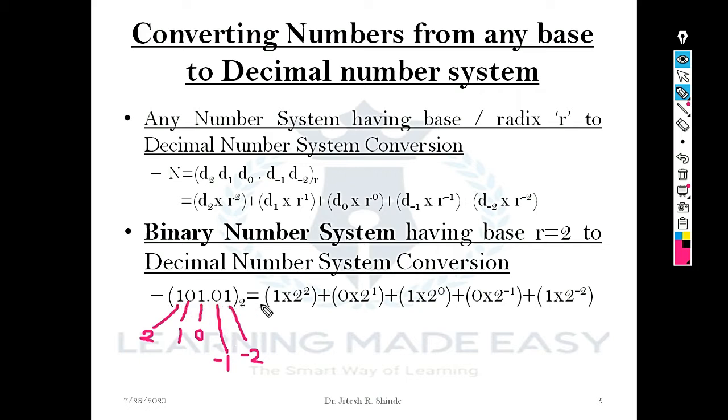1 into 2 to the power 2 plus 0 into 2 to the power 1 plus 1 into 2 to the power 0 plus 0 into 2 to the power minus 1 for the fractional part plus 1 into 2 to the power minus 2. On solving, 1 into 2 square evaluates to 4, and this term evaluates to 0. On solving the remaining terms and summing them up, we get the answer 5.25 in decimal, base 10. Thus, we have converted a binary number into a decimal number using the knowledge of the positional number system.